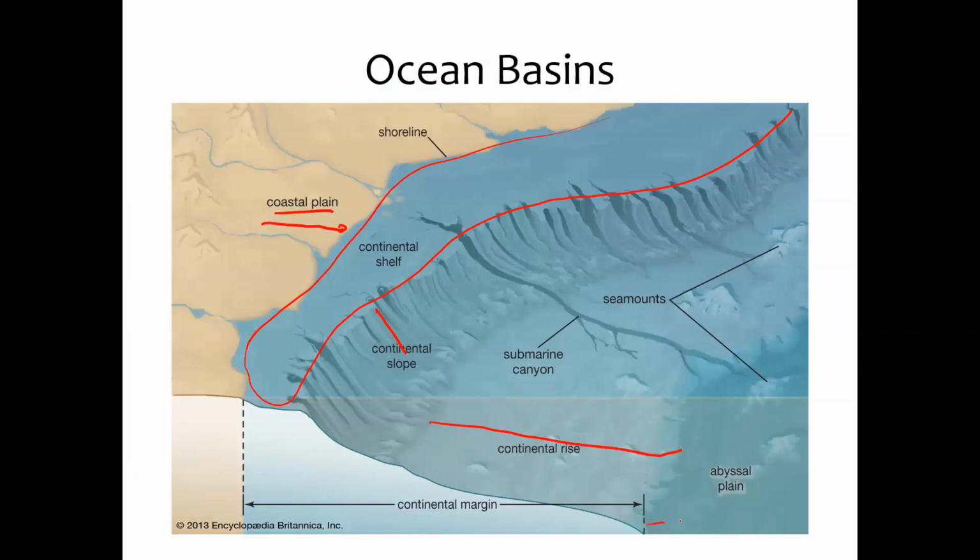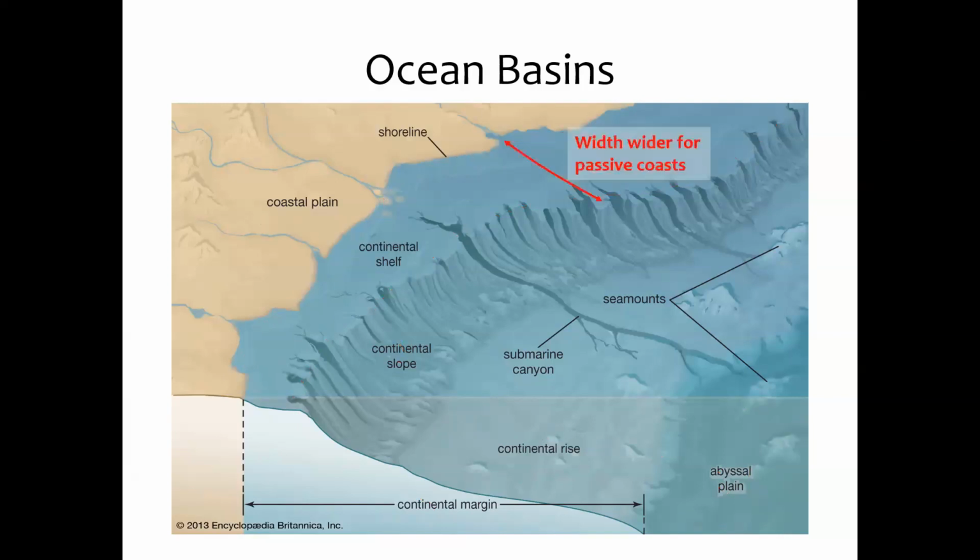And then the abyssal plain is the relatively flat, not completely, but very deep part of the ocean. And this is usually several kilometers deep, maybe 4+ kilometers. The continental margin refers to the shelf, slope, and rise, and the abyssal plain then is separate. The width of the continental shelf is wider for those passive coasts, coasts without tectonic activity.